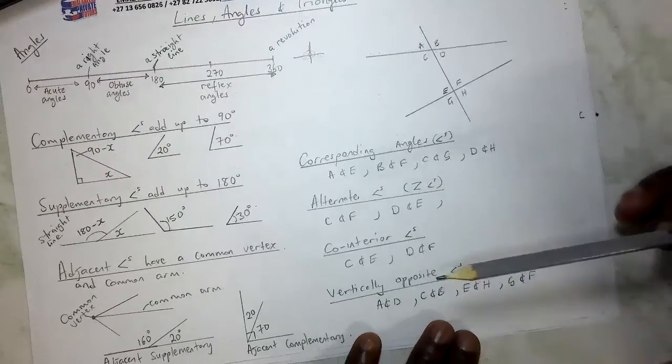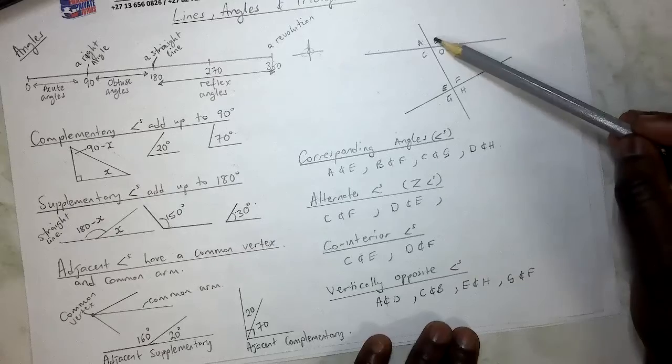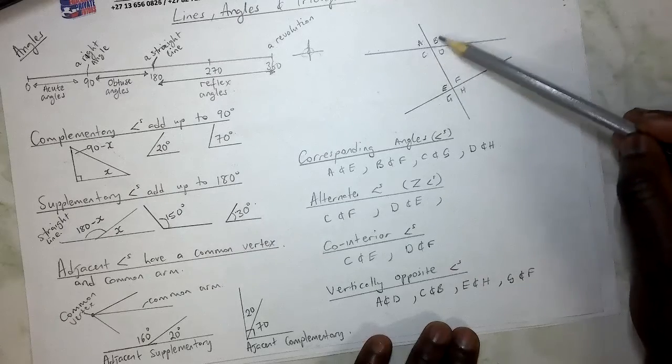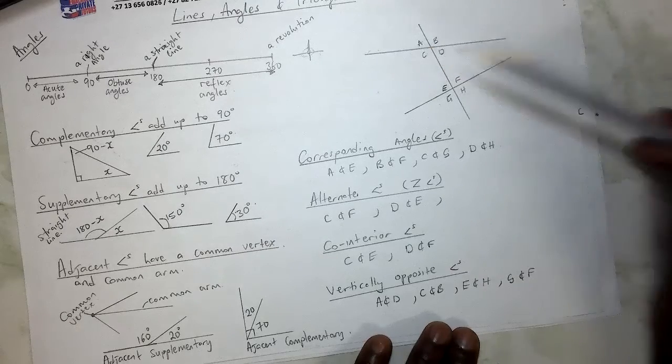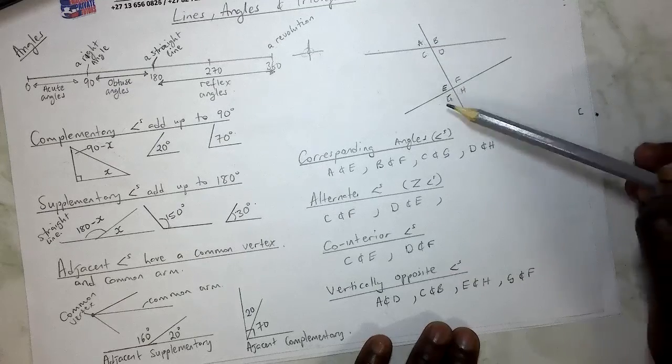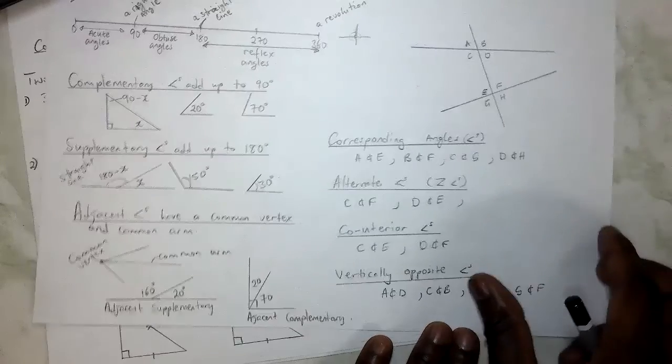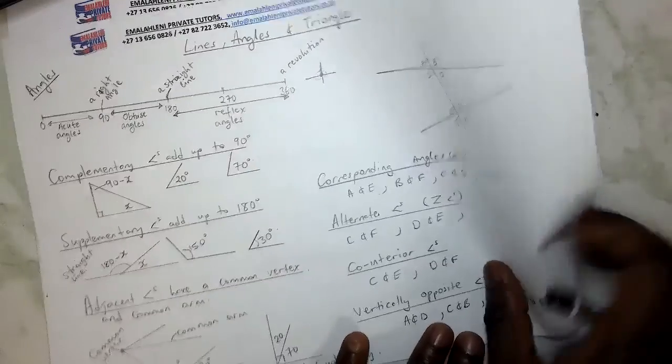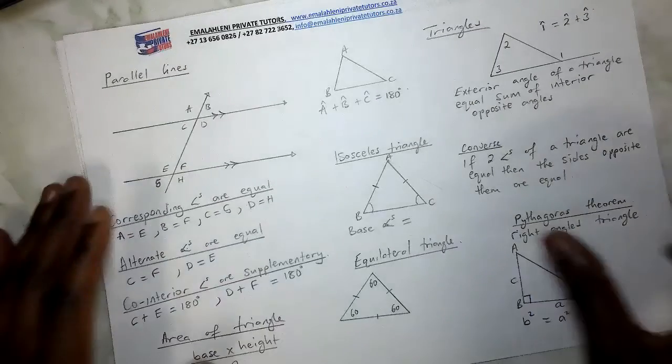Then vertically opposite angles, these are angles that are opposite to each other: B and C, A and D. Then we also have E and H, and also F and G. These are vertically opposite angles. We need to understand that vertically opposite angles, irrespective of the lines, are equal.